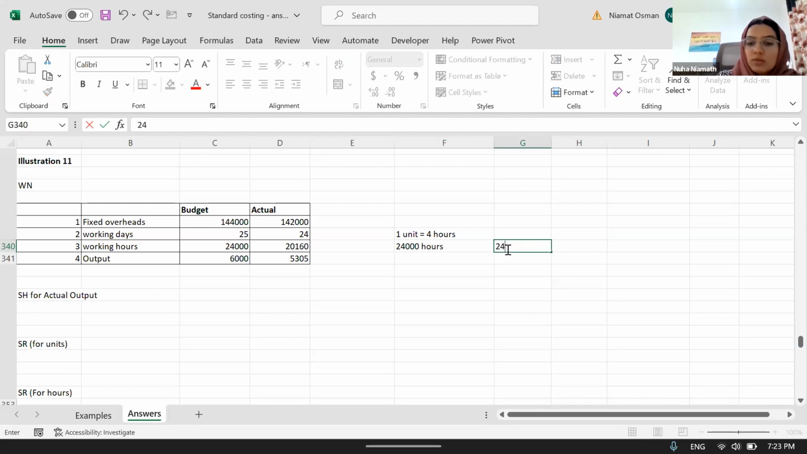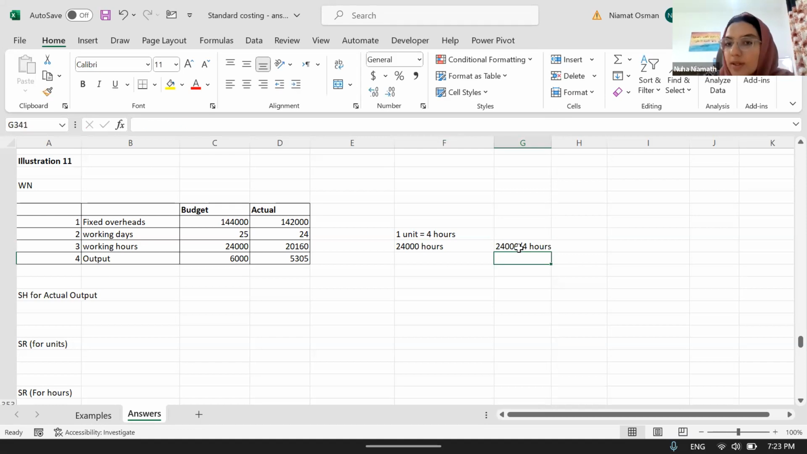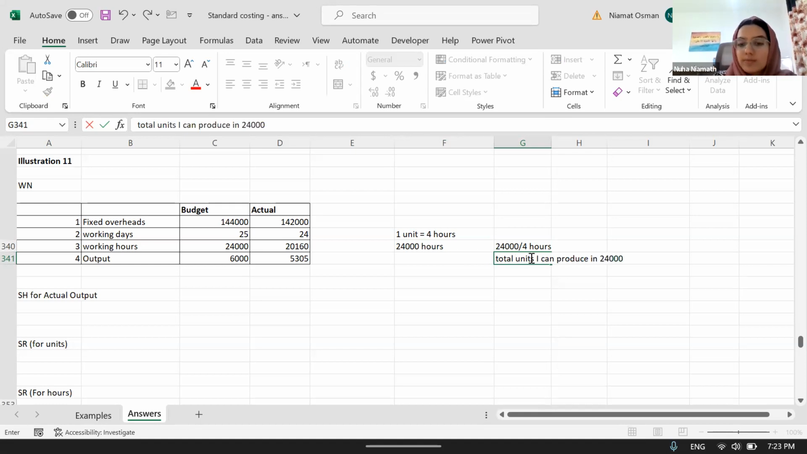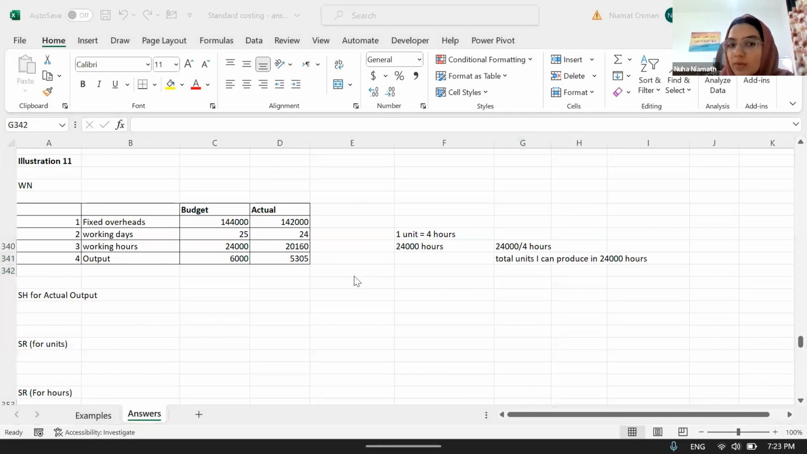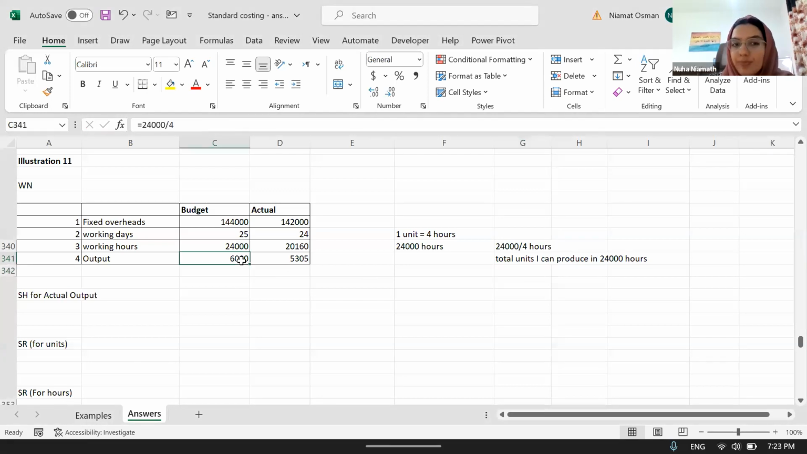So how many units can we produce in 24,000 hours? 24,000 divided by 4 hours, isn't it? Total hours by hours for each unit will give me total units I can produce in 24,000 hours. Clear, Mashuk? Why 6,000? Clear. Perfect. So let's proceed.